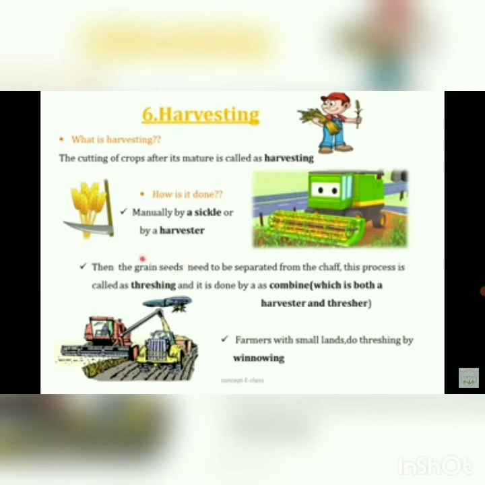The harvested crop's grain seeds need to be separated from the chaff, and this process is called threshing. It is done by a machine called a combine, which has both a harvester and a thresher. It harvests the crops and separates grain seeds from the chaff. Farmers with small land do threshing with the help of winnowing.